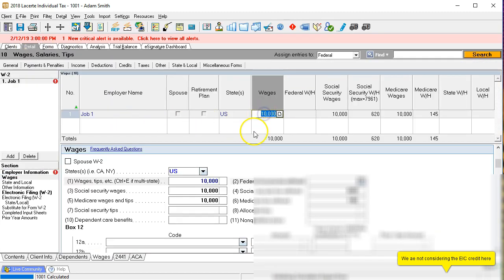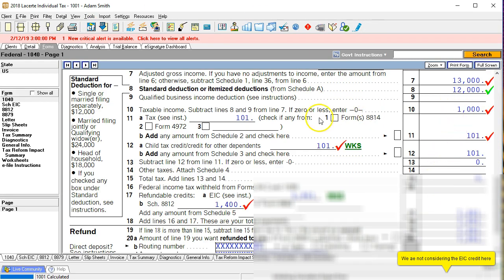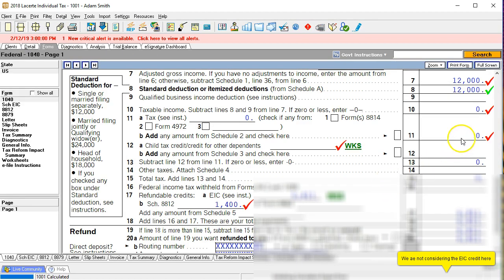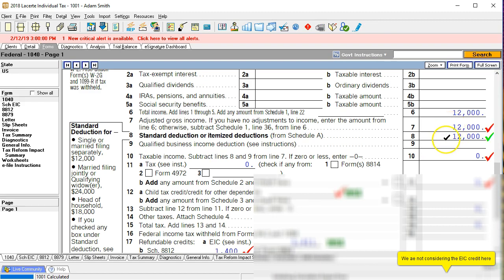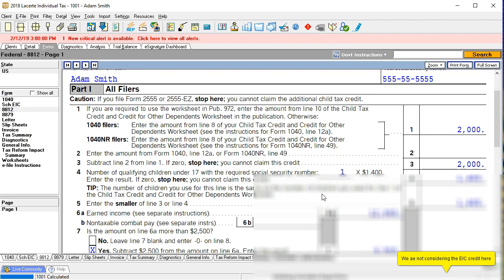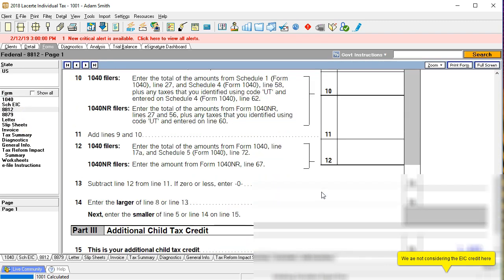Let's say we go back over here and make it 13,000. If we go to 13,000, now we had 101 of tax, and this brings it to zero, and we still get that full 1,400. Let's bring it down to 12,000, and that should bring our tax liability to zero exactly, because our income now matches our standard deduction. Tax is at zero, no child tax credit, but we get the full amount still. Even though we have no tax liability, we paid no tax, we get the 1,400. That's the max. And you can see the calculation here on the 8812. That's going to be the max.